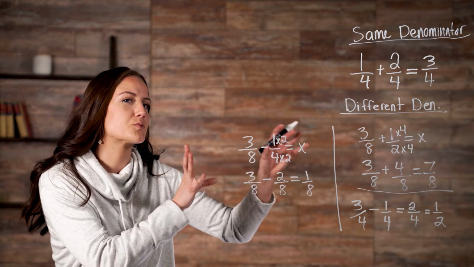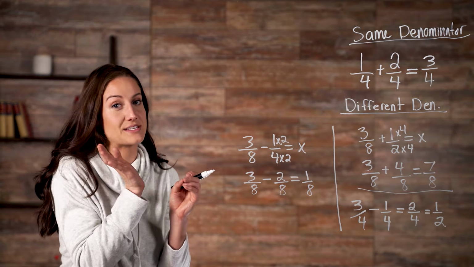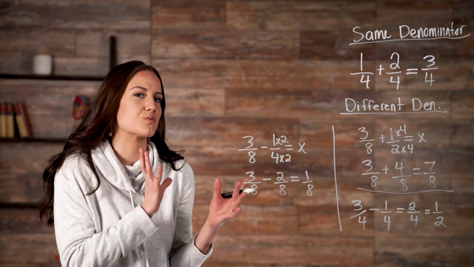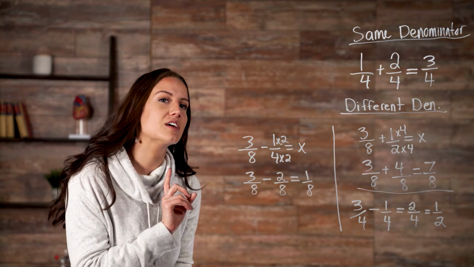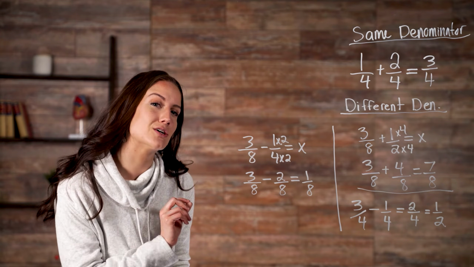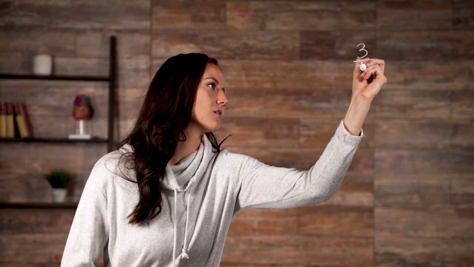So these problems were pretty easy because they had either the same denominator or were just really easy to convert. But let's look at one more equation that's a little trickier.